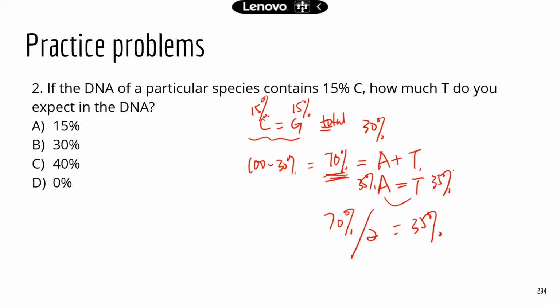So which one's the correct answer? Oh, actually, I didn't put the correct answer here. That's probably a typo. I think I was supposed to change that to 35%. That 30% comes from if I change C to 20%, then the correct answer would be 30%. I forgot to change it back. Okay, so correct answer is 35%.